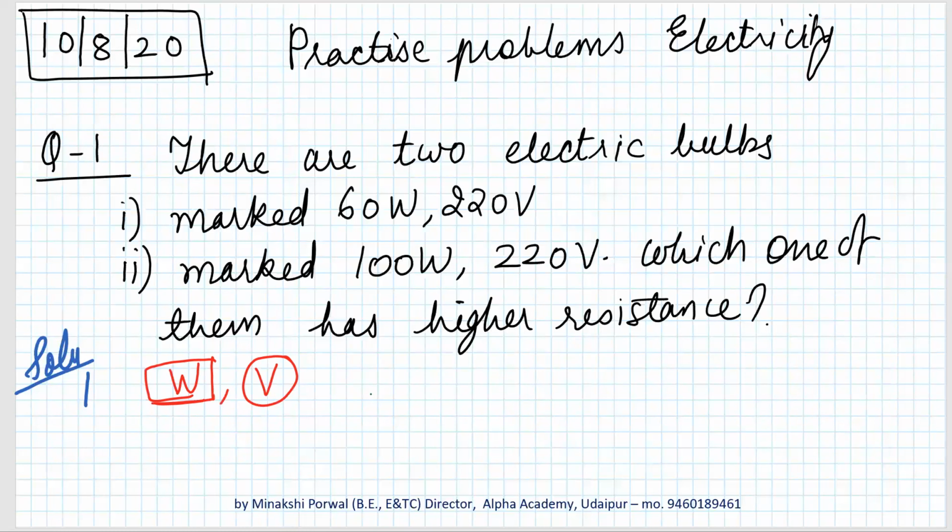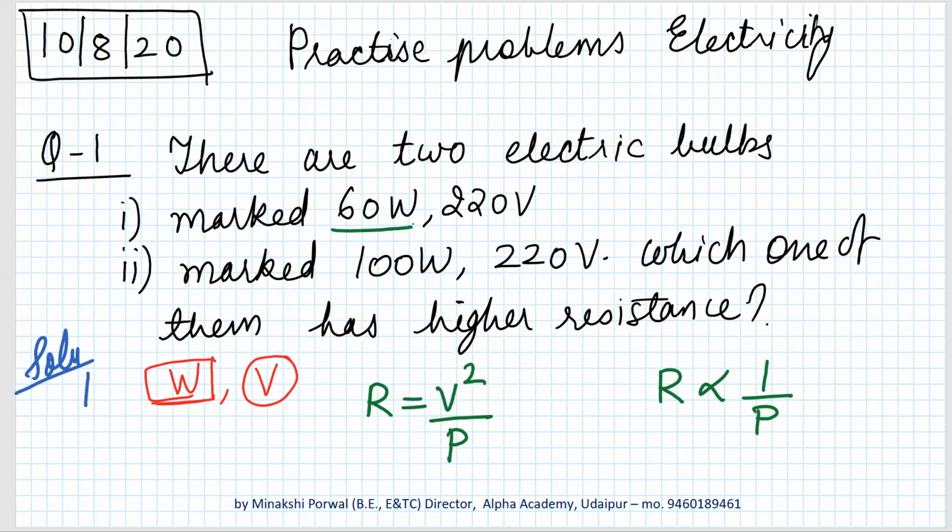So we have the formula of resistance, R equals V square upon P. If we don't have to find the exact resistance, and only have to find whose resistance will be more, we can just use this formula. Resistance is inversely proportional to power. So the one with more power has less resistance. Basically, the power of this one is less, so the 60 watt will have higher resistance.